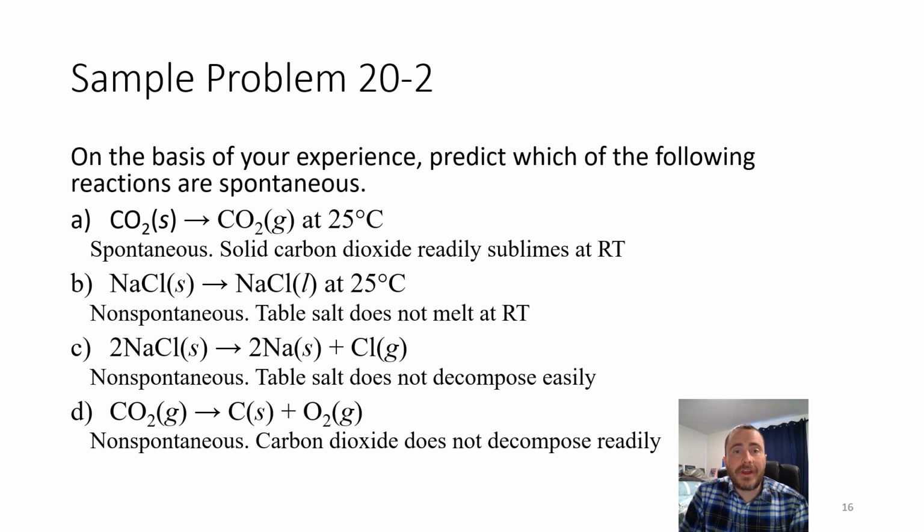All right, another way of us to look at this as sample problem 20-2 is by thinking about our own experiences. Let's figure out whether we think the following reactions are going to be spontaneous or not. So first off, I have solid carbon dioxide, which can sometimes be called dry ice. Dry ice sublimates at room temperature, and this problem is at 25 degrees Celsius. Sublimation is going from a solid to a gas. Does that happen all on its own spontaneously at room temperature?